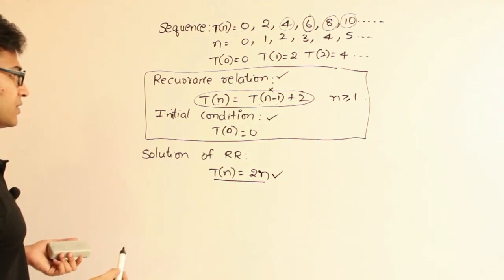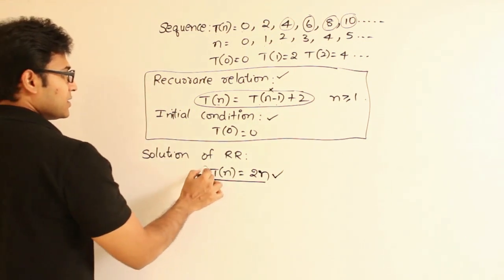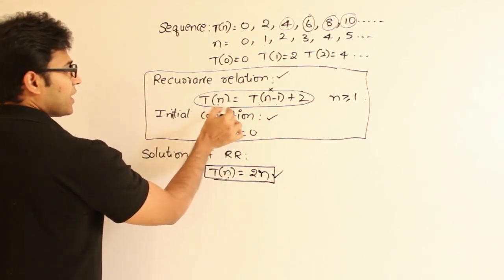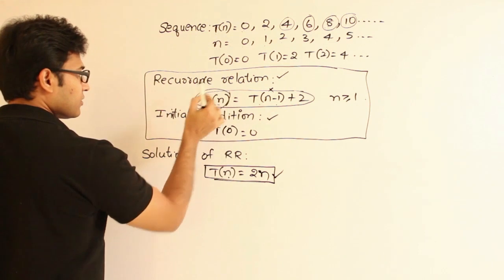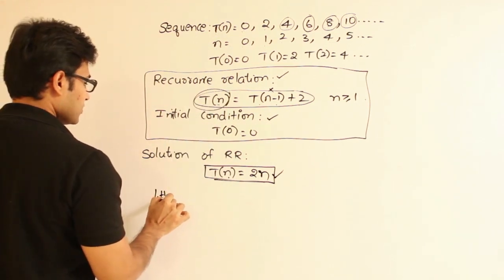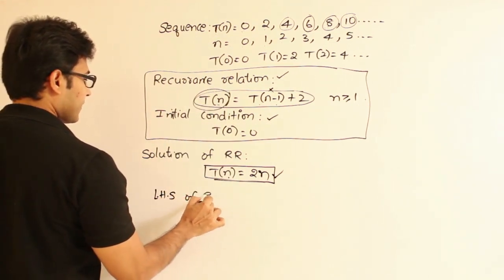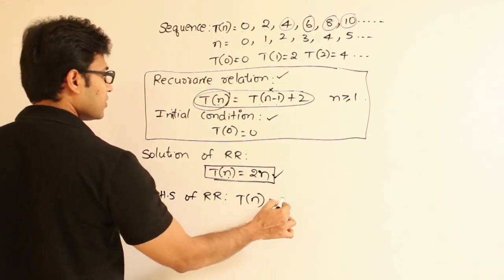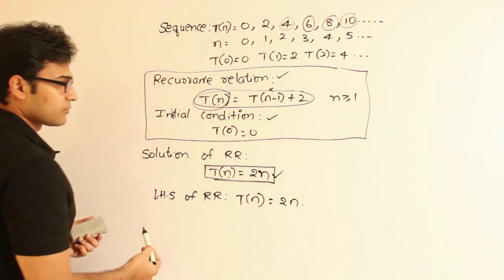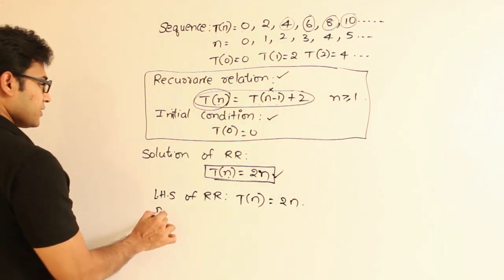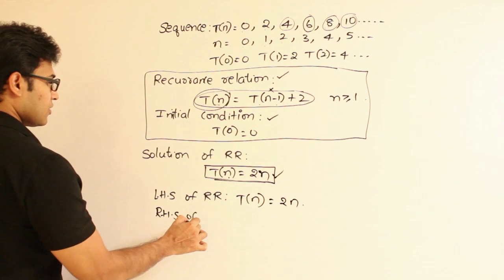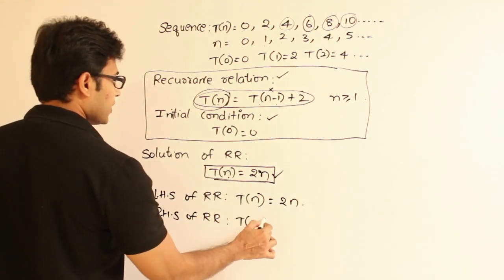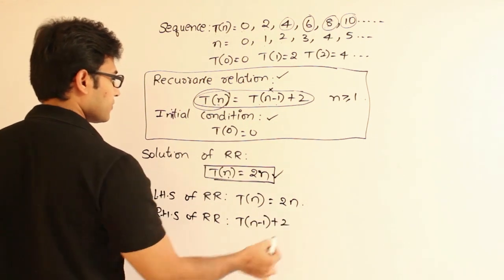So how to check it? Assume that this is the solution. Then what happens to the LHS? The LHS of that recurrence relation is T of n, and according to the solution, T of n is equal to 2n. Got it? What about the RHS? The RHS of the recurrence relation is T of n minus 1 plus 2, right?